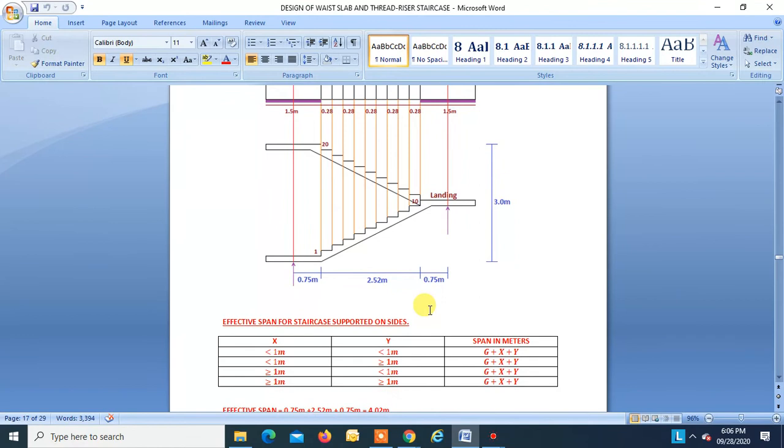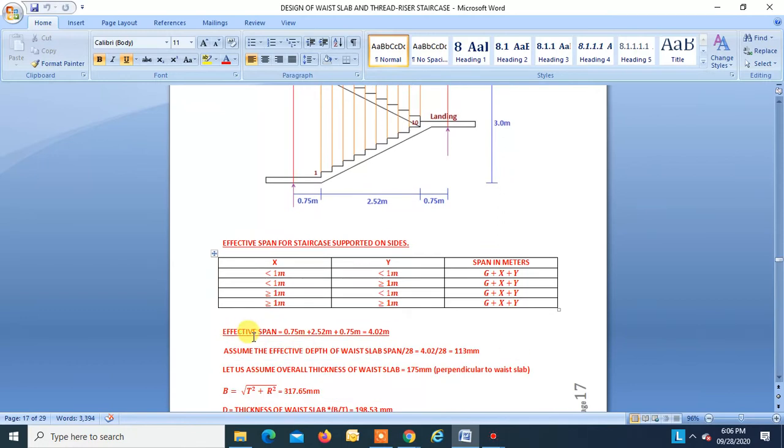Okay, so if this X were greater than 1 meter, then we would have to take X equal to 1 meter. X and Y cannot be greater than 1 meter, right? Then if it is found to be greater than 1 meter, then we have to take 1 meter, right? But our X and Y are less than 1 meter, so it is G plus X plus Y. So our effective span is 0.75 plus 2.52 plus 0.75, that is 4.02.